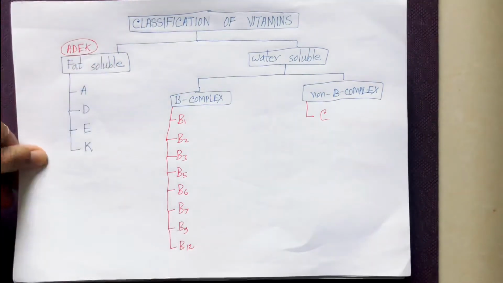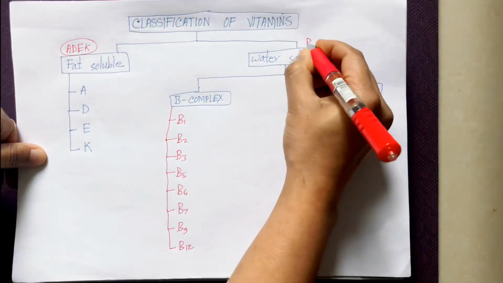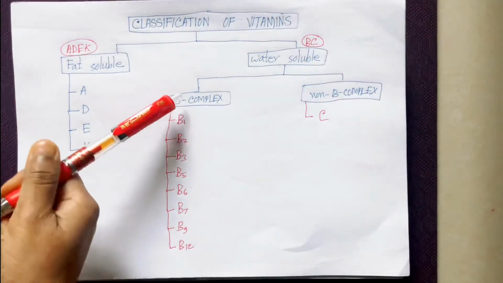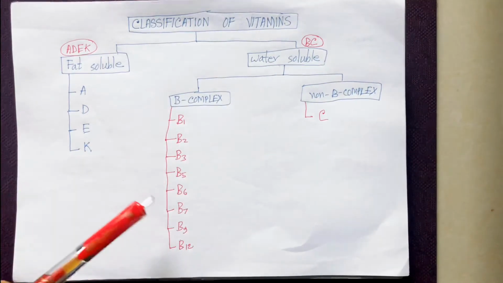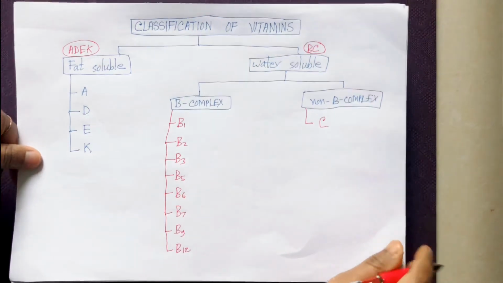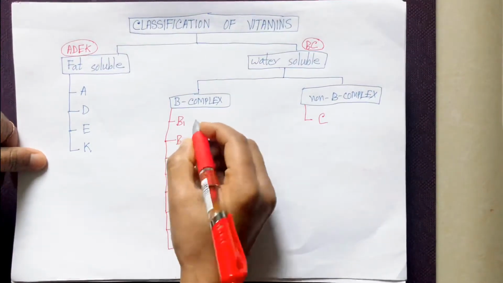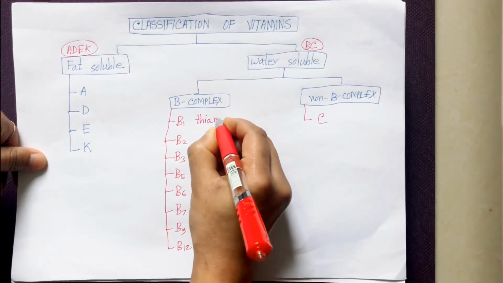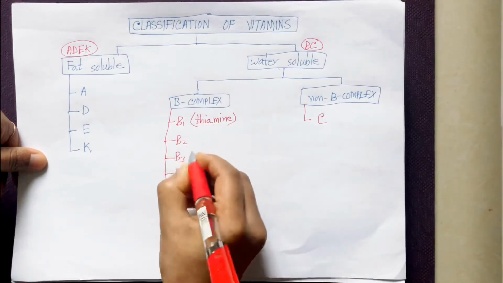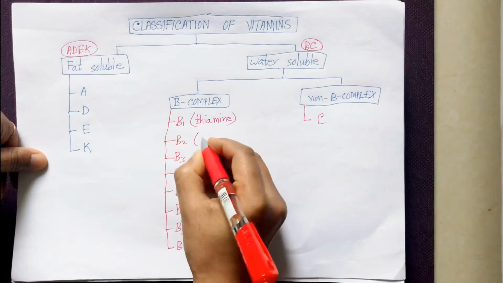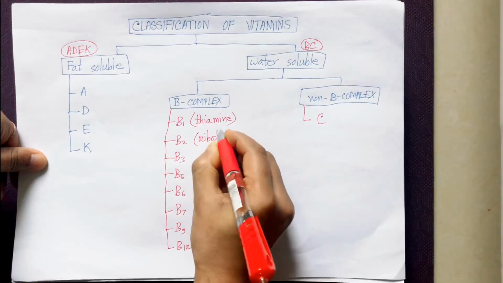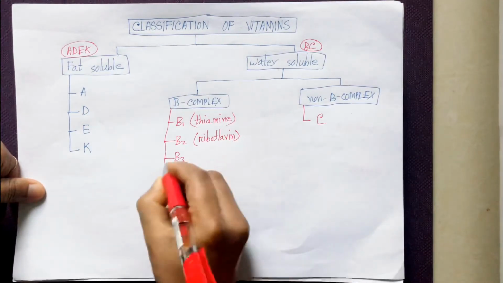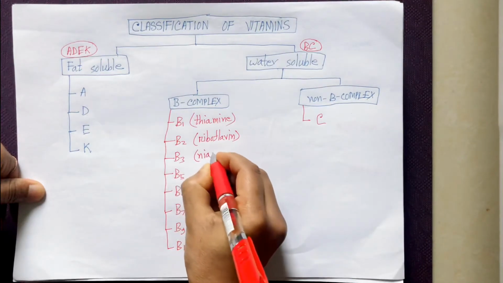These are fat soluble vitamins, and B and C, these are water soluble vitamins. So for B complex vitamins, they also have fancy names. So vitamin B1 is also called thiamin, B2 also called riboflavin, B3 also called niacin.